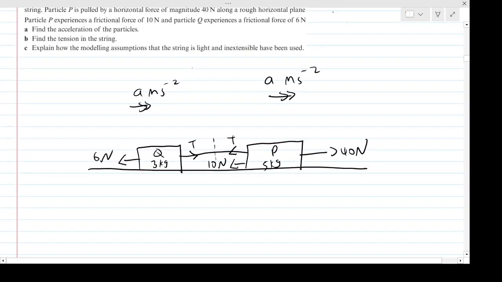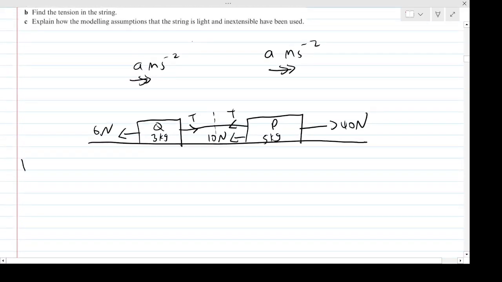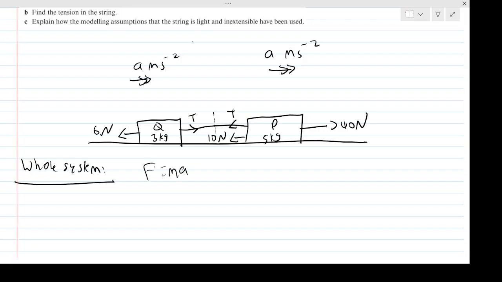Well, what we can do is consider it as a whole, a whole system. Firstly, if I do F equals ma, considering the whole system, P and Q put together, what are the forces? If we resolve forwards, the forwards forces: this is 40 going forwards. Then we've got this tension at Q, so add T, and that's really it. Then I'm going to take away the forces the other way. So we've got this other tension going to the left.